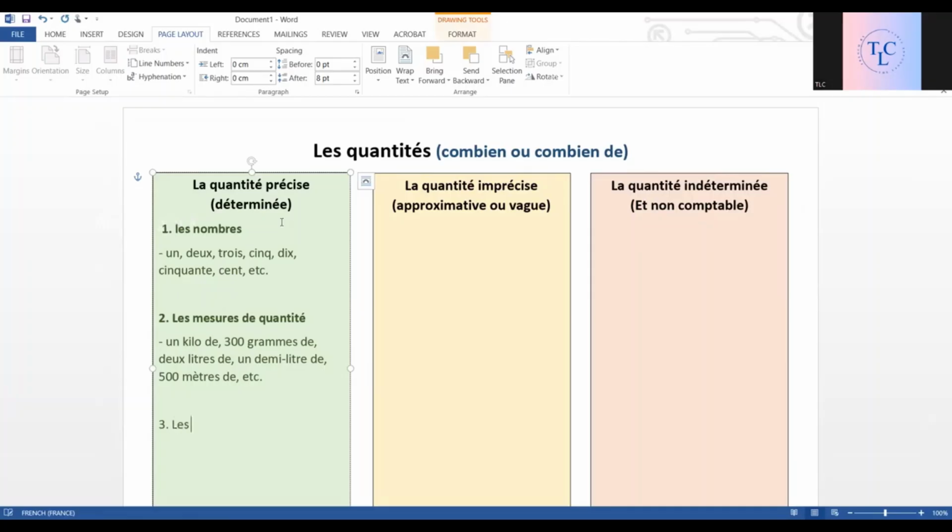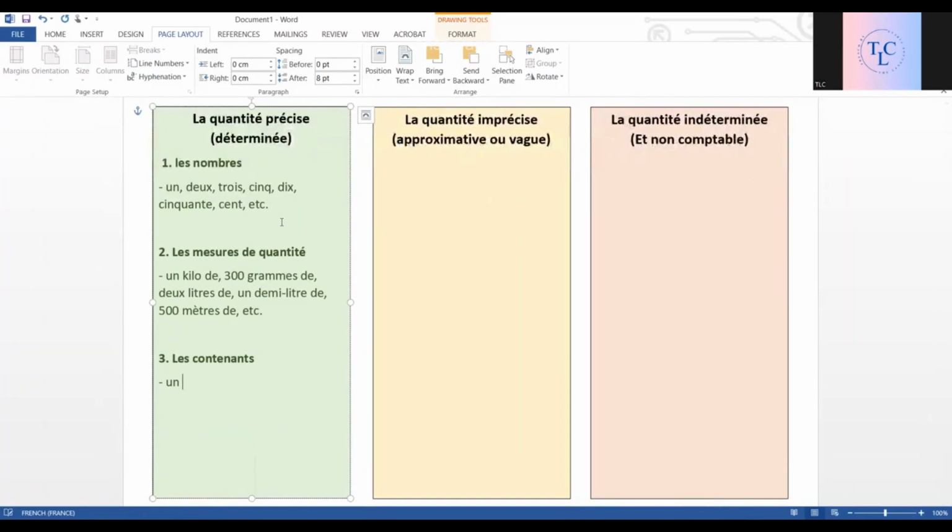Then we have les contenants. So the containers, measurement according to the container, a packet of, a glass of, a box of. So the first one is un paquet de, then un verre de, a glass of, un bowl de, a bowl full of, une boîte de, a box of, une bouteille de, or deux bouteilles de, etc.